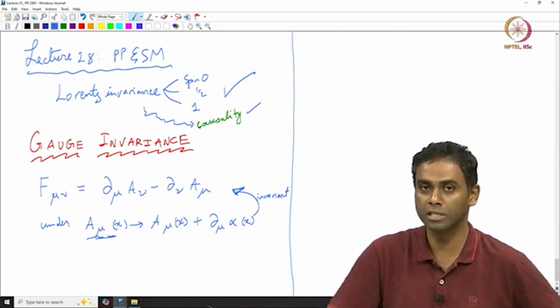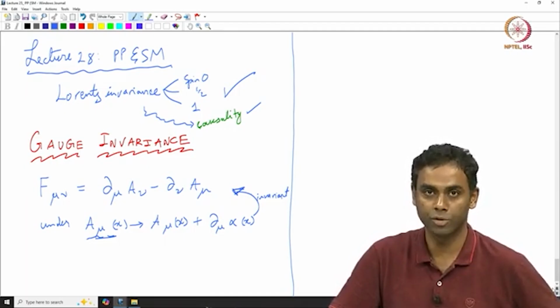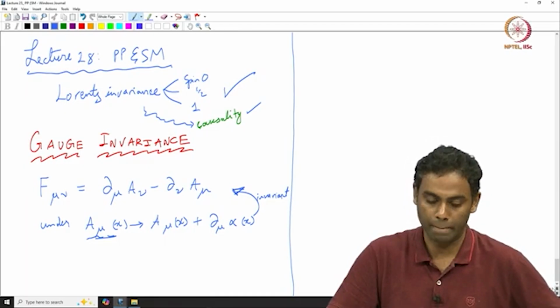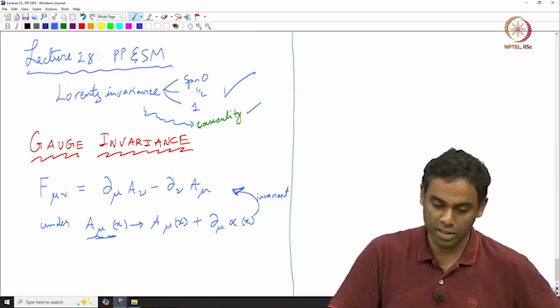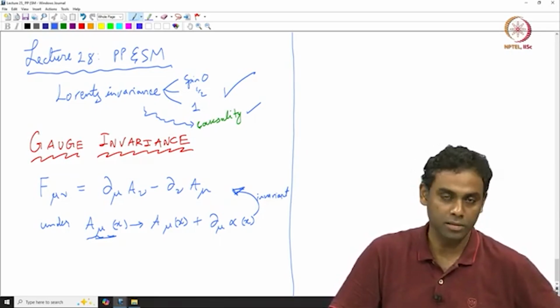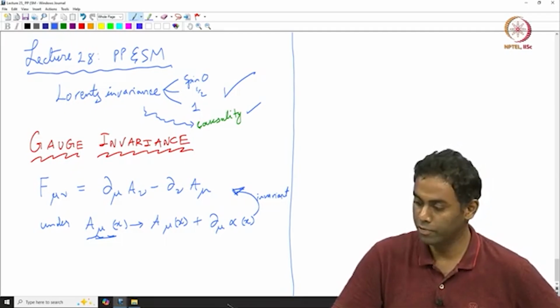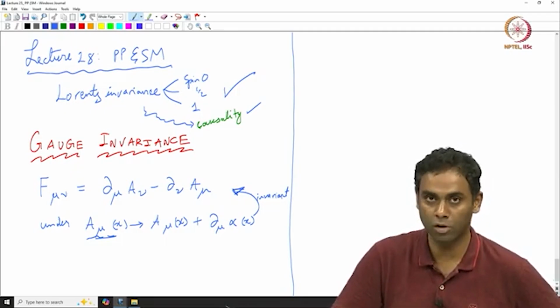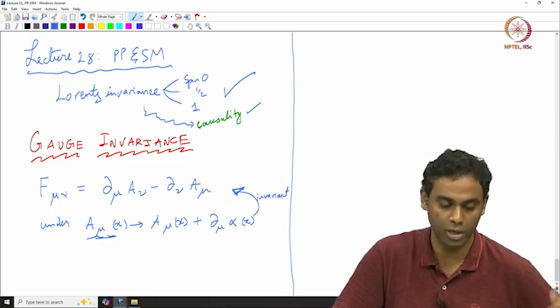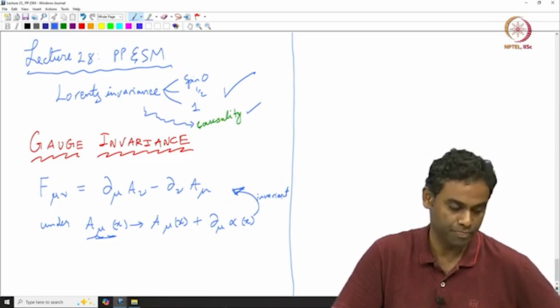This is just a redundancy in field description that the Lagrangian seems to respect. Okay, so with that introduction, let us see how we can construct gauge invariant theories. We find that the standard model not only respects Lorentz invariance but also gauge invariance. So, might as well go ahead and understand gauge invariance.